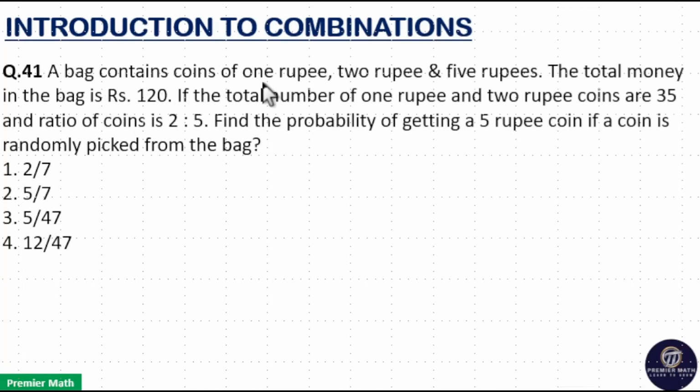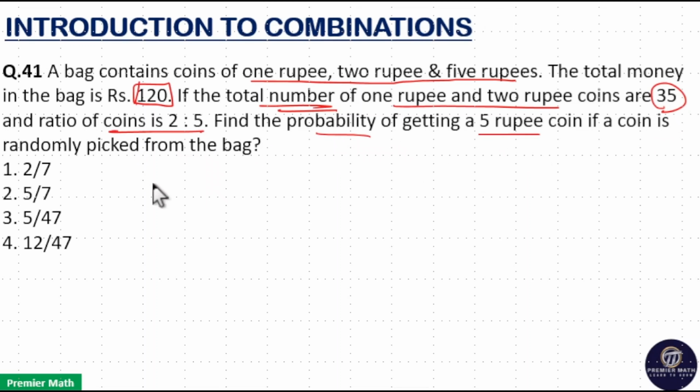A bag contains coins of 1 rupee, 2 rupee and 5 rupees. The total money in the bag is 120 rupees. If the total number of 1 rupee and 2 rupee coins is 35 and their ratio is 2:5, find the probability of getting a 5 rupee coin if a coin is randomly picked from the bag. So these are denominations of 1 rupee, 2 rupee and 5 rupee coins.